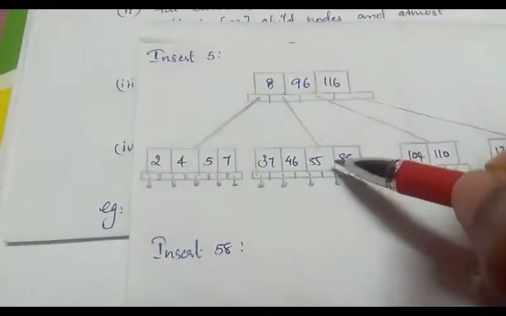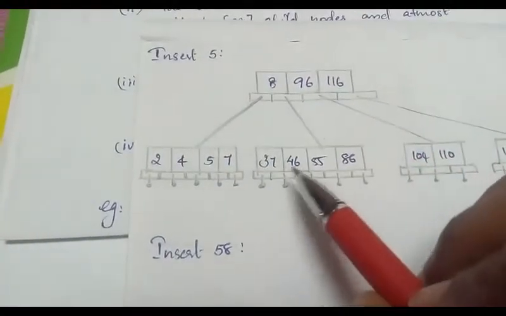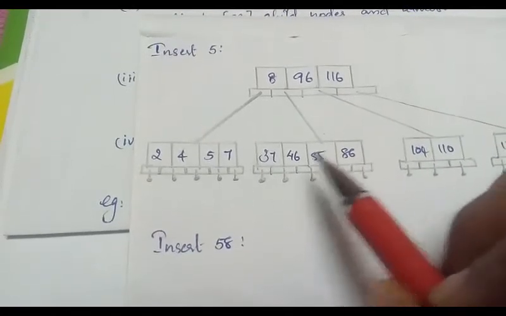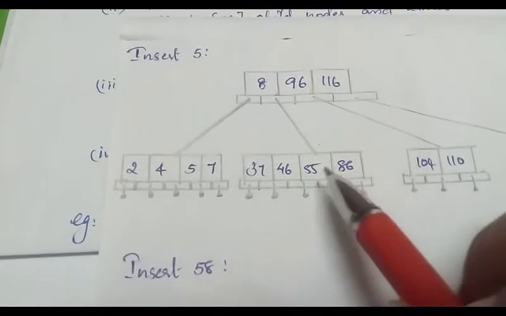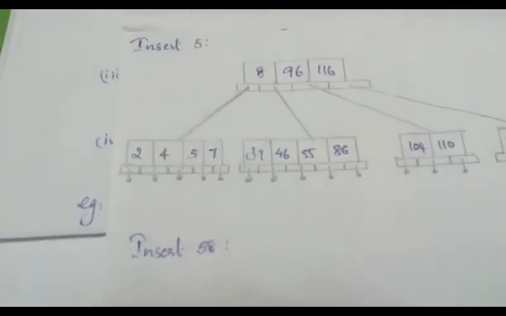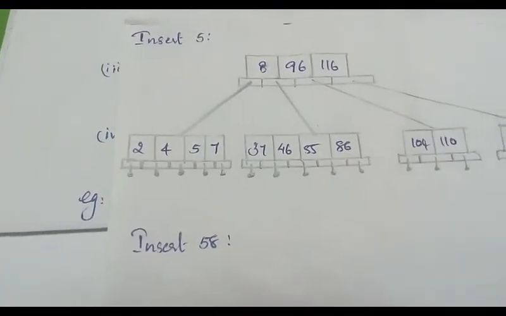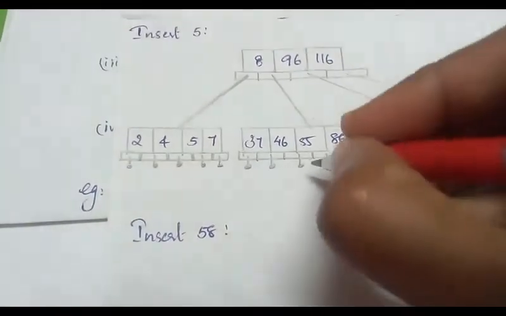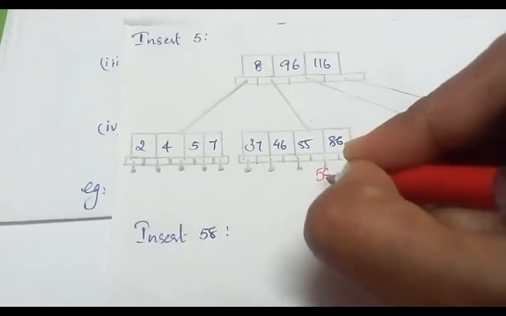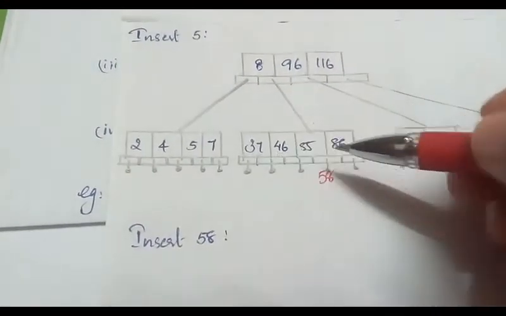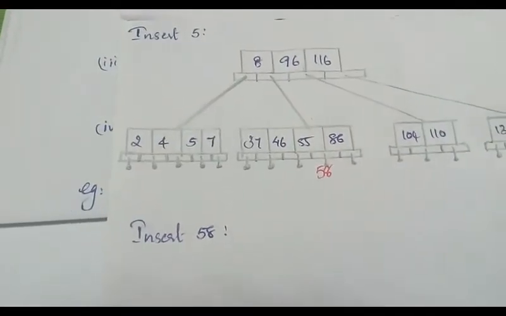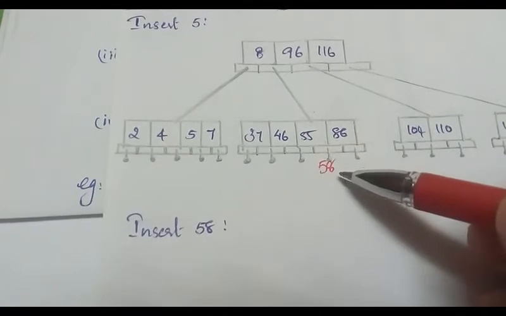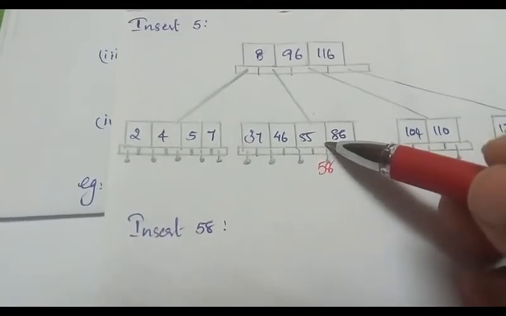That is, we have to find the exact location where 58 comes. In the sorted order, we can see that 58 comes in between 55 and 86. So 58 will come here. But now look at the number of keys in this node. You can see that there are 5 keys in this node if we insert 58 along with this.